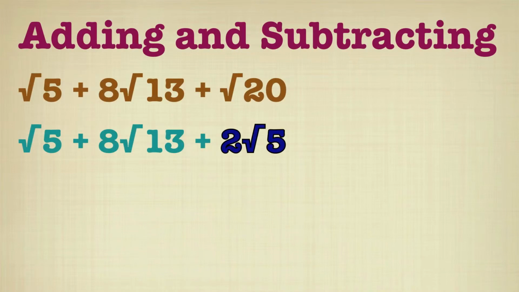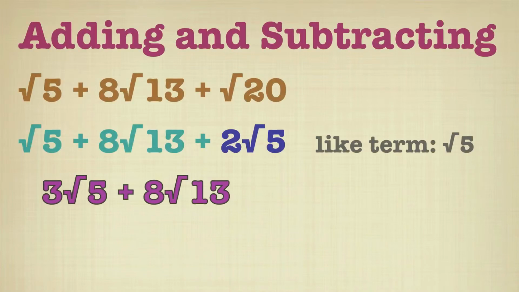Our overall problem is now the square root of 5 plus 8 times the square root of 13 plus 2 times the square root of 5. We add the like terms together to get 3 times radical 5 plus 8 times radical 13. This is our final answer.